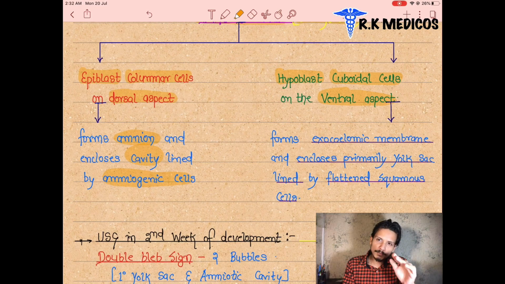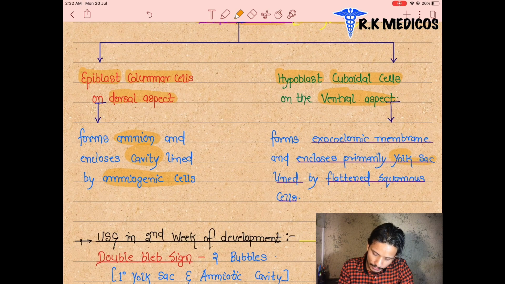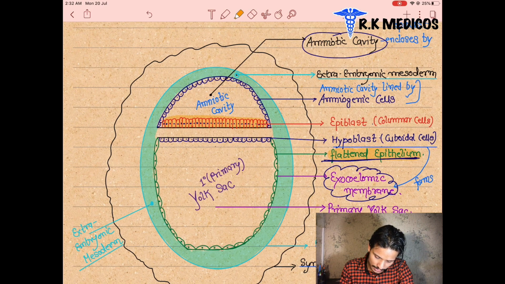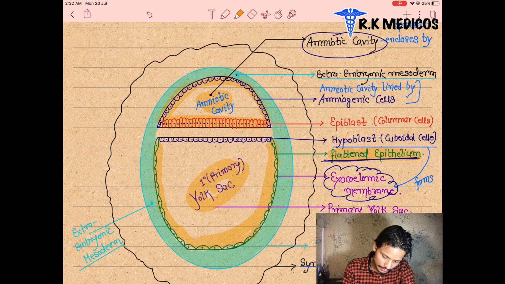Similarly, the hypoblast lines a cavity with a membrane, the exocoelomic membrane, and inside it there is a cavity. What is the name of this cavity? It is called the yolk sac, basically the primary yolk sac, and it is lined by the exocoelomic membrane, which has flattened squamous epithelial cells. Here we can see this lining, this is the primary yolk sac, this is the amniotic cavity, these are the amniogenic cells, and these are the hypoblast and epiblast. Hope it will be clear.